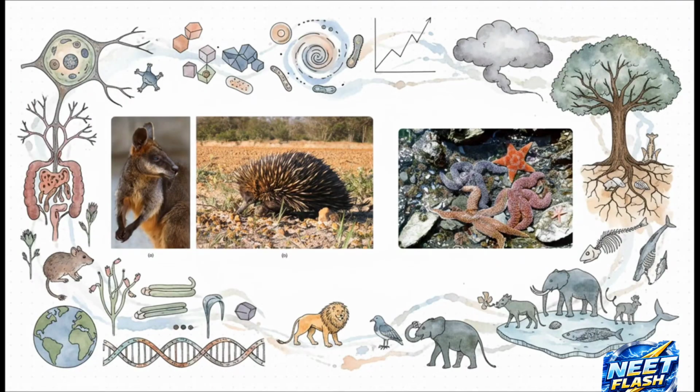And just look at the sheer variety of it all. I mean, you've got the spiny echidna, a mammal that lays eggs, which is just wild, all the way to a vibrant starfish, an animal that can literally regrow its own arms. Life has found an almost infinite number of ways to solve problems and thrive, and we're going to figure out the core principles that connect every single one of them.